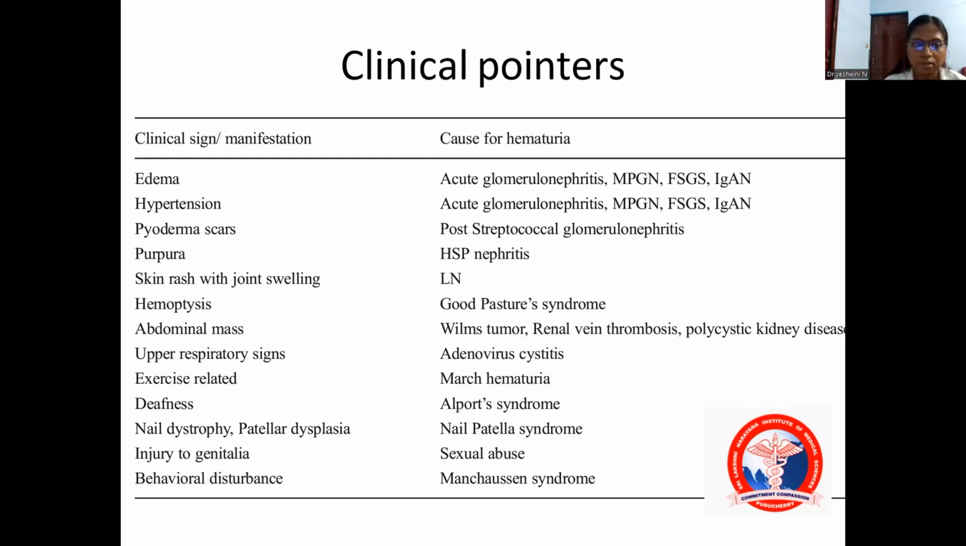When you have an abdominal mass, you know you have to think of a tumor, a renal vein thrombosis or a polycystic kidney. Upper respiratory signs, think of adenovirus cystitis, where you will have conjunctivitis with hematuria. Exercise-related, march hematuria. Deafness, Alport. Nail dystrophy, patellar dysplasia, nail-patella syndrome. Injury to the genitals, think of sexual abuse. Always don't forget to think of sexual abuse when you find some injury in that area, which can cause hematuria. Behavioral disturbances, Munchausen syndrome.